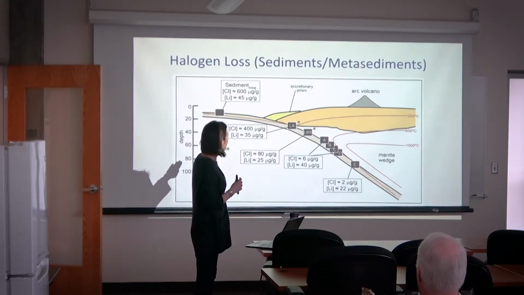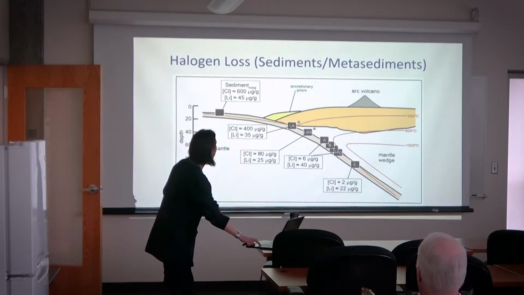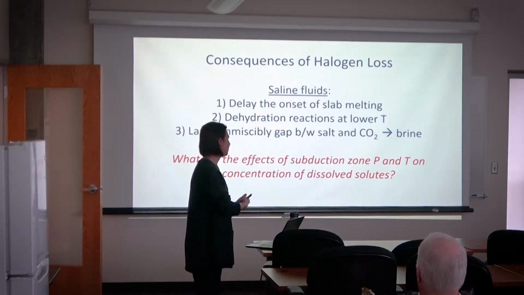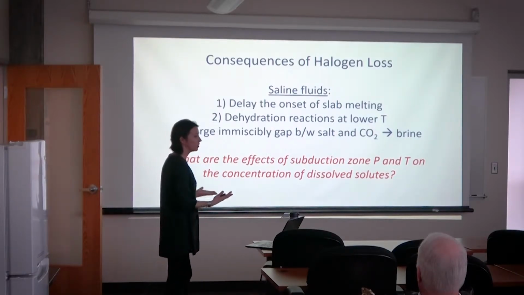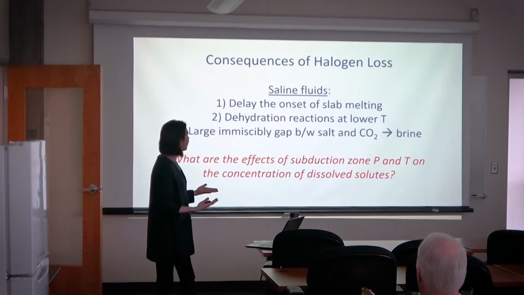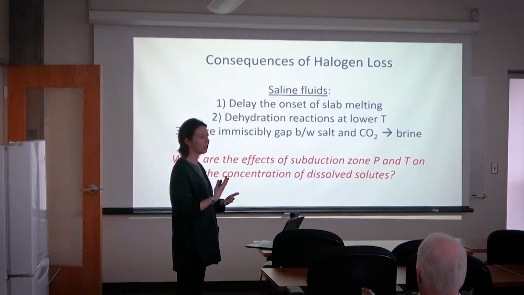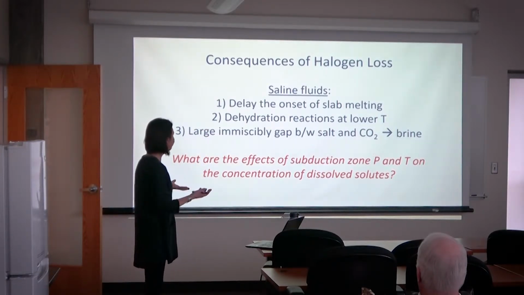So we know that with prograde metamorphism, by looking at exhumed metamorphic rocks, we're starting to lose some of those halogens. And I just presented some of the chlorine. We know less about bromine and iodine, but we know that we're losing some of those halogens. And then the question becomes, well, what are the consequences for that loss? How is it actually changing the chemical properties of the fluids that are coming off the slab?